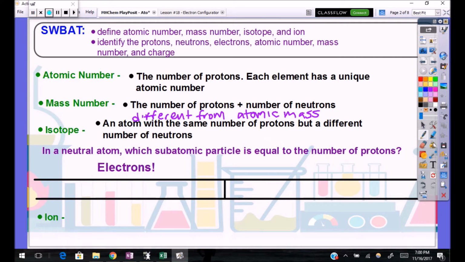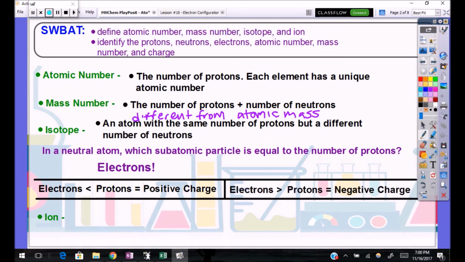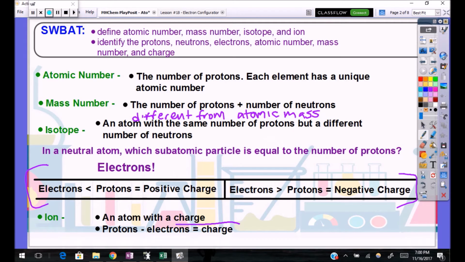Okay. When we have an imbalance in protons and electrons, say the electrons are less than the protons, we have a positive charge. If the electrons are greater than the number of protons, we have a negative charge. Anytime we have a charged atom, that is called an ion. And even though this relationship is important to understand conceptually, the easier thing is just to calculate it. Protons minus electrons gives you your charge.